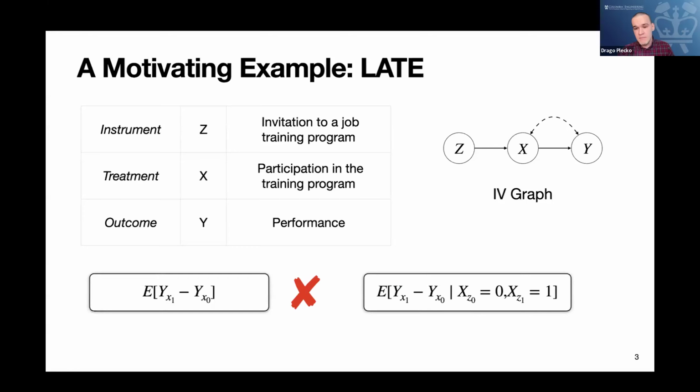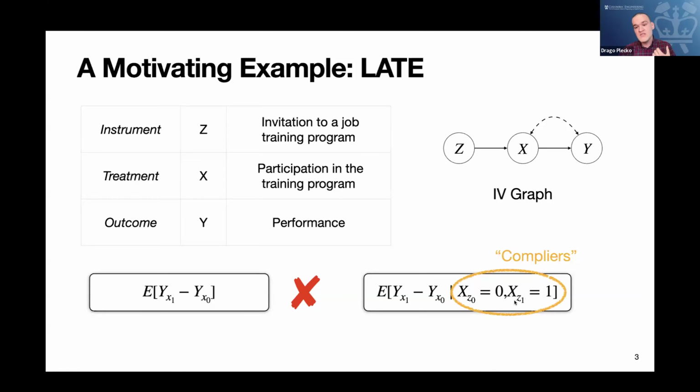Now, what is nice, and what is the result of Angrist and Imbens from 95, is that actually for a subgroup of the population, this can be identified. There's a specific subgroup that we will condition on for which the total effect can be identified. And this subgroup is usually referred to as the compliers group. What that means is that if we set Z to 0, X equals 0, whereas if we set Z to 1, X equals 1, right? So for these individuals, if people are invited to the job training program, they will actually attend, but if they're not invited, they will not attend, right? So this is the group of individuals.